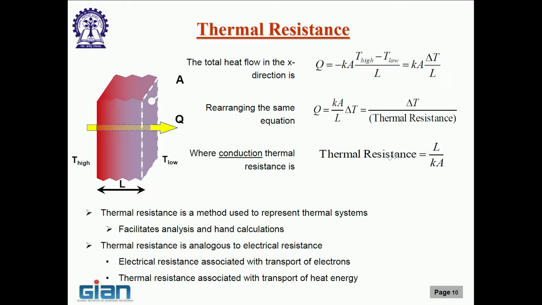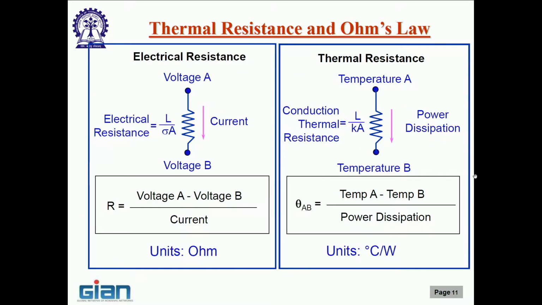So, the conduction thermal resistance therefore is L over K A. Okay. So, actually this is a very powerful tool, as we will see later. It is a method that we often use to represent systems, electronic systems definitely, and it is analogous to electrical resistance, because as we see, you can see a direct correspondence with Ohm's law here, and probably a little more clear over here.